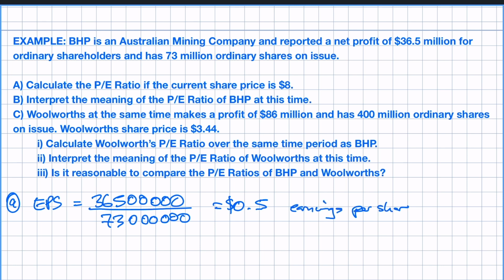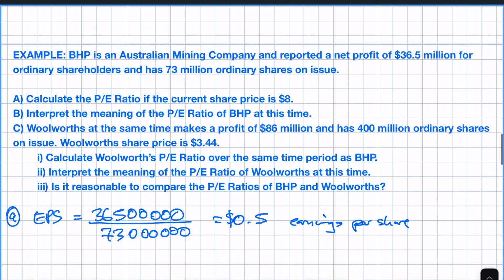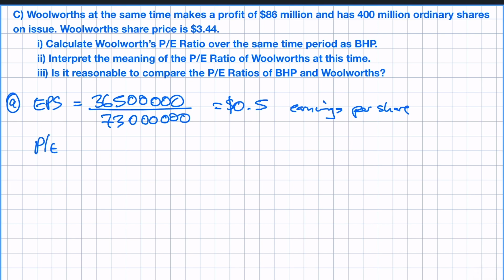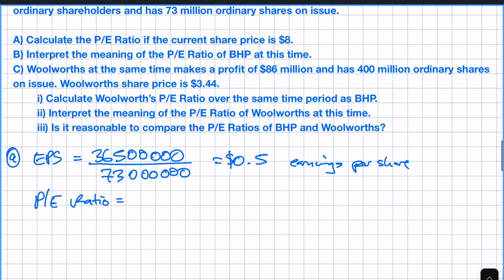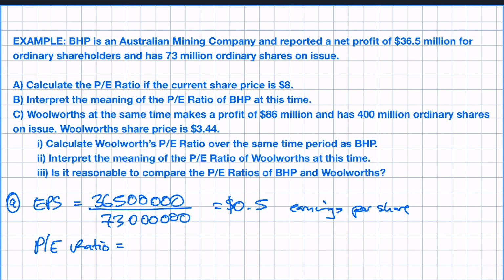So then I use the second formula, which is PE ratio. What was the PE ratio? Share price over earnings per share. What was the share price for BHP for our purposes? 8. So it's going to be share price of 8 divided by 0.5. 8 divided by half. How many halves are there in 8? 16. So the PE ratio is 16.